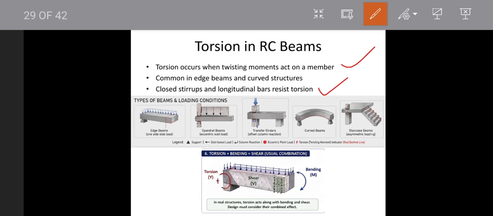So here if you see, when torsion acts on a structure, torsion won't act alone on the structure, it will act along with the shear and bending, that is flexure. So it's a combination. When the torsion is acting on a structure, it is a combination of torsion, shear and flexure which will act together in the structure.